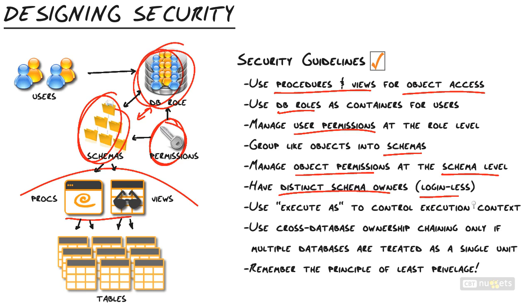And a loginless user is one that nobody can log in under. It's like creating a proxy user, kind of. And that's just a great implementation of how to do that. Then anything you create in that schema is attached to that loginless user. Also use EXECUTE AS to control execution context, as we saw.